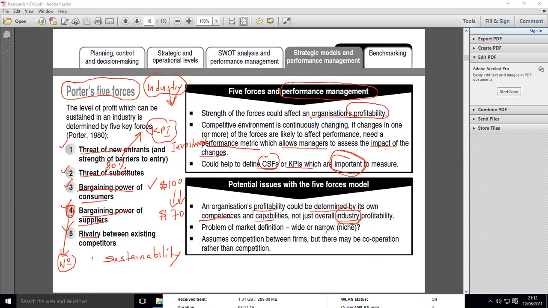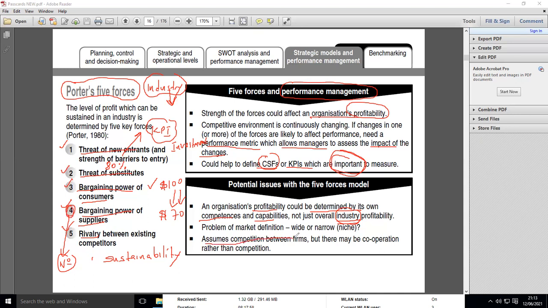Problem of market definition. So what do we mean by the market? We're talking about a market. Is it the market for all cars, or just for the type of vehicle or car that you deal in? The training market for accountants. Accountants are being trained at all levels, at the technician level, diploma level, professional qualification. So which one are we talking about?